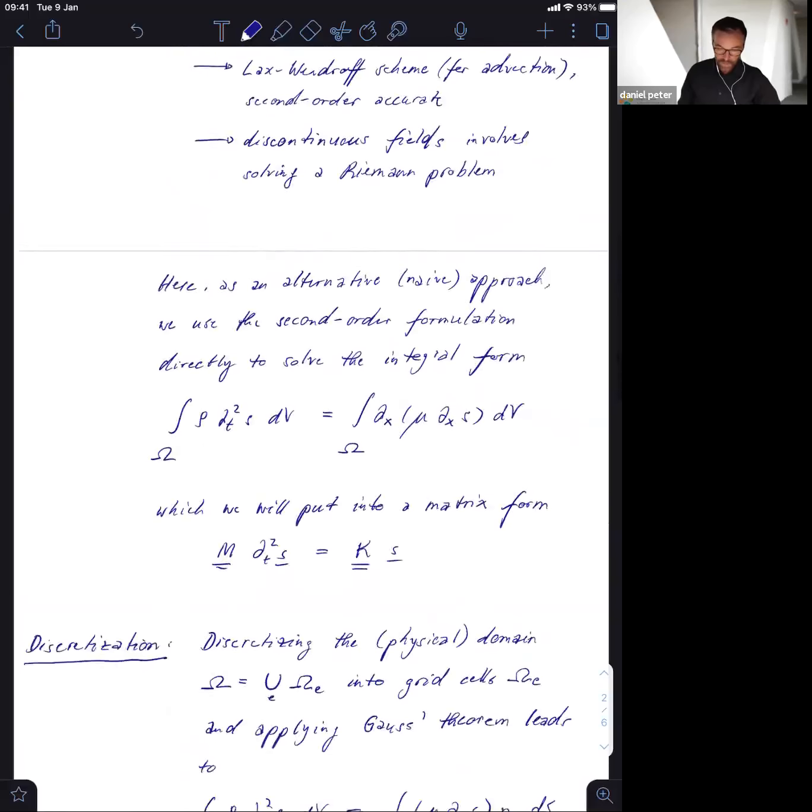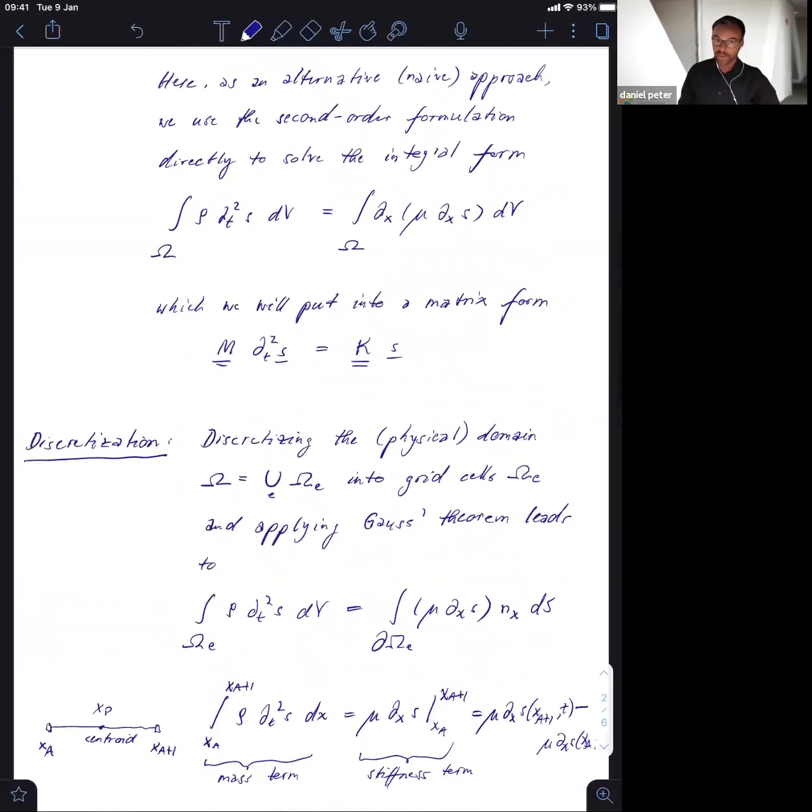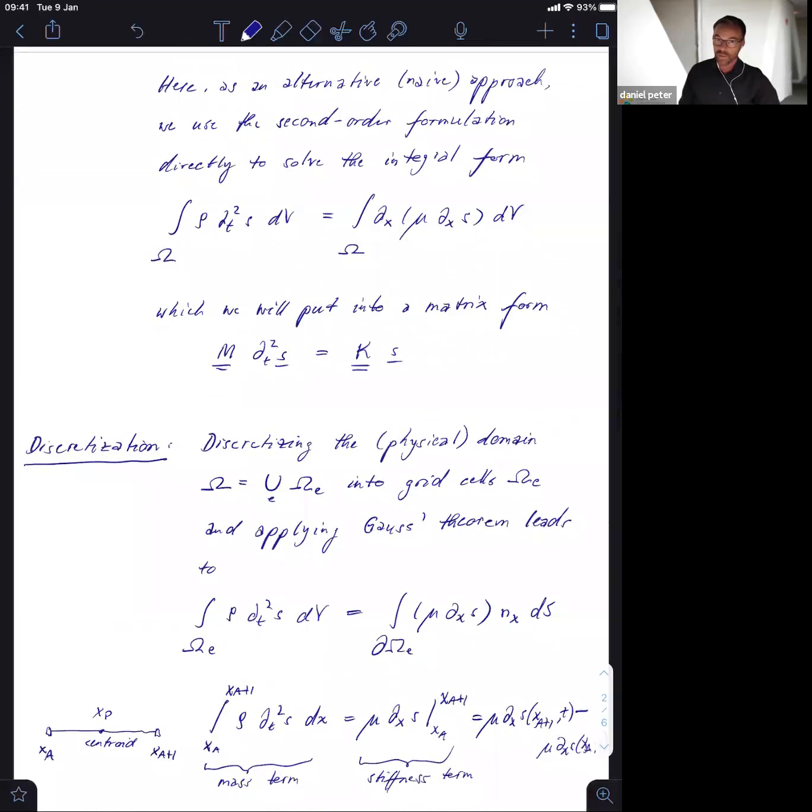Now, the alternative approach that we use here is a more naive, simpler approach, where we just start with the second order formulation of the wave equation, and now just write down the integral form and then discretize it and approach it with a finite volume approach like we saw last time, when we looked at the Poisson equation.